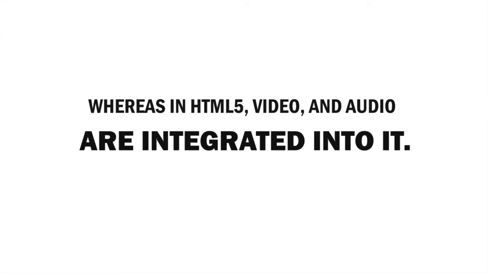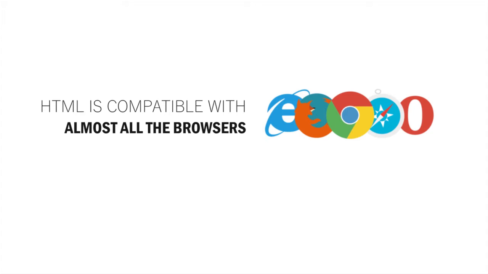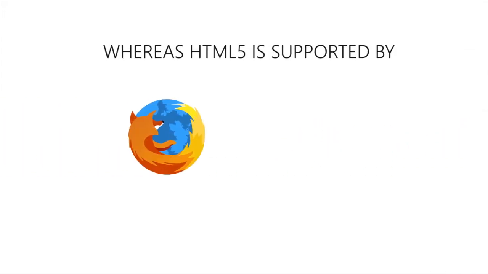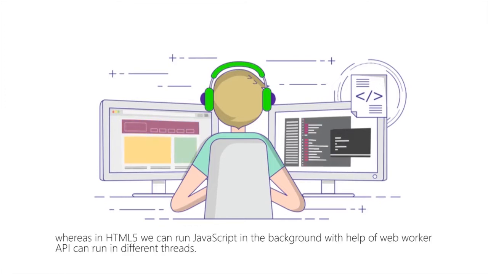In HTML, video and audio are not supported, whereas in HTML5, video and audio are integrated into it. HTML is compatible with almost all the browsers, whereas HTML5 is supported by most of the modern browsers such as Firefox, Mozilla, and Chrome, etc. In HTML, JavaScript and the browser interface run in the same thread, whereas in HTML5 we can run JavaScript in the background with the help of the web worker API, in different threads.